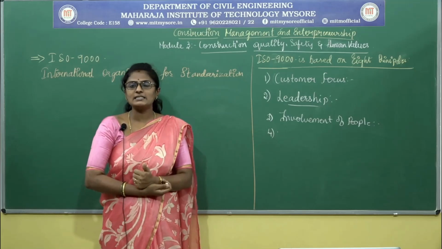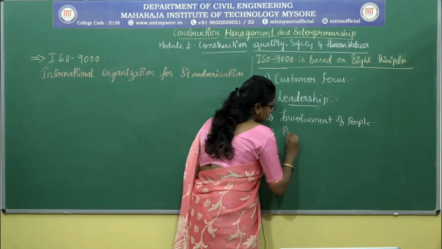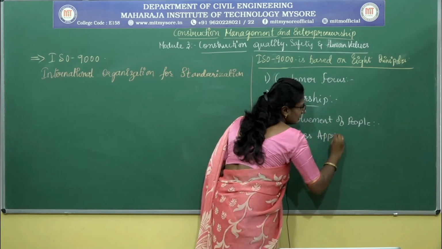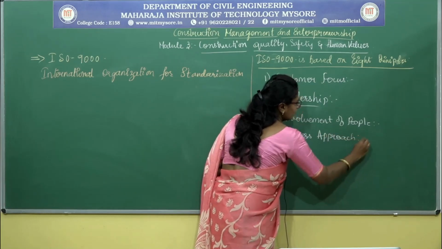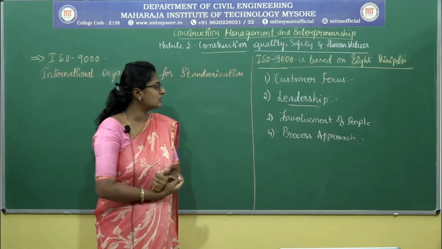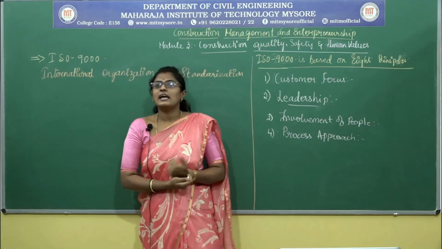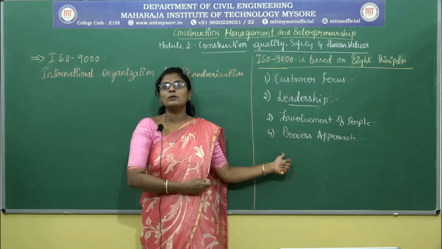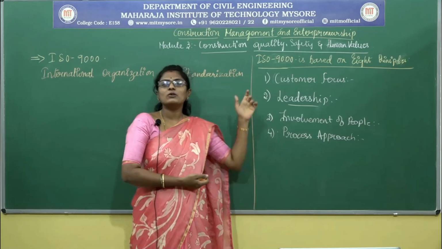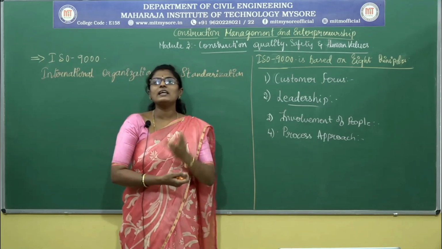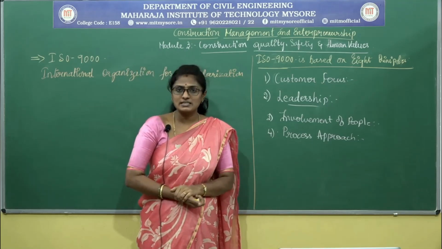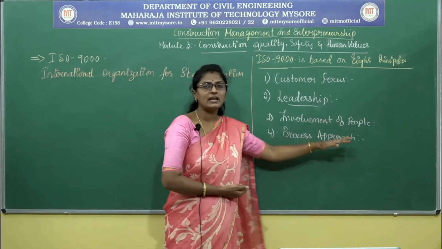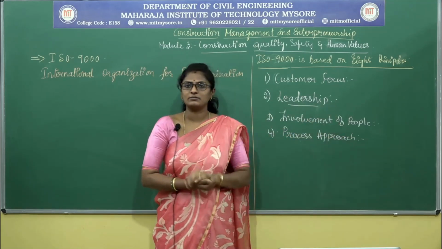Then the next one is the process approach. So the next principle is the process approach. That means it results in the improved efficiency to obtain the desired results. So by using ISO 9000, it increases the overall efficiency and therefore it helps in obtaining the required results.